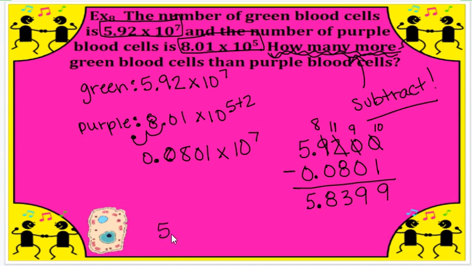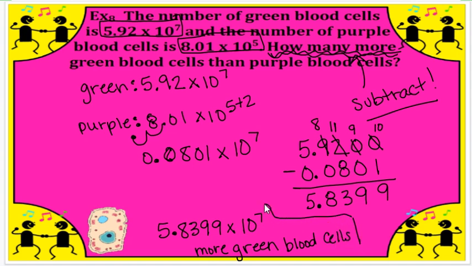So now I have my solution: 5.8399 times 10 to the 7th more green blood cells. Remember, word problems get words. All right.